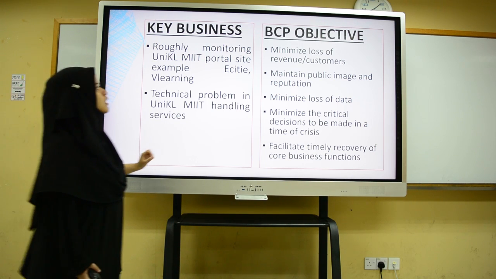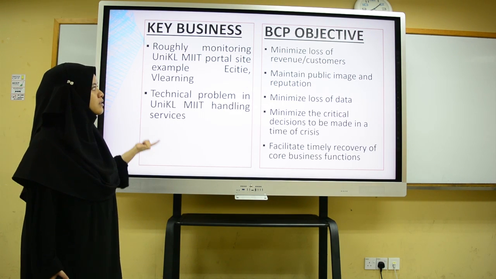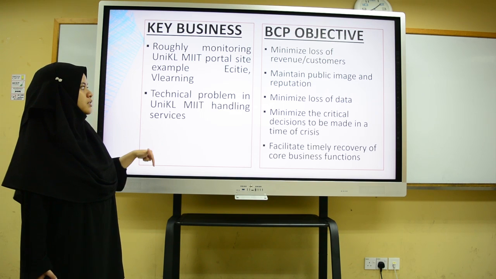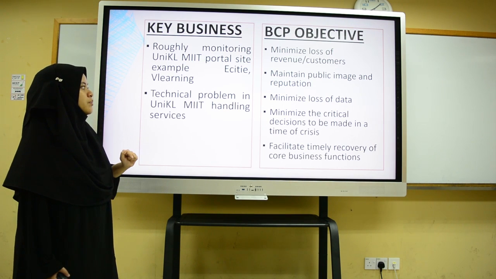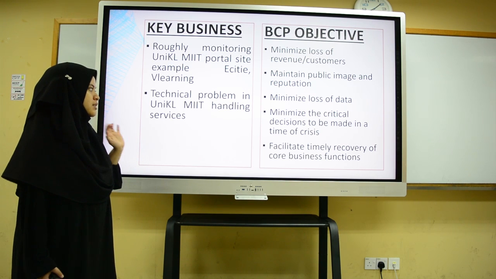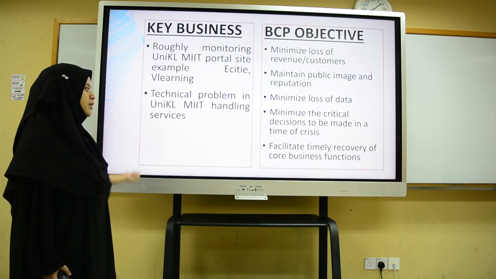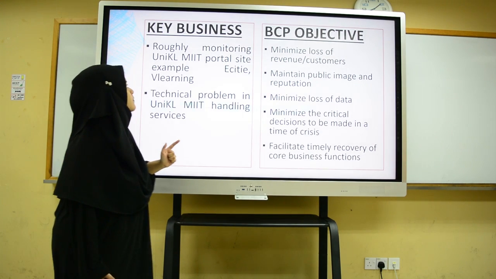MIIT service. The BCP objectives for these IT units of UniKL are to minimize loss of revenue or customers, maintain public image and reputation, minimize loss of data, minimize the critical decisions to be made in time of crisis, and facilitate timely recovery of core business functions.